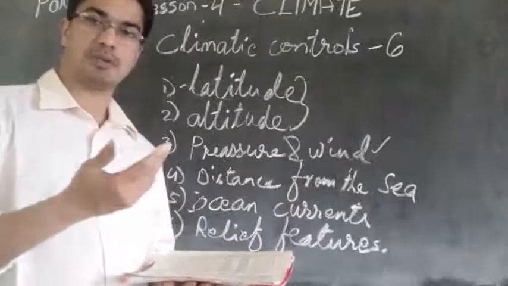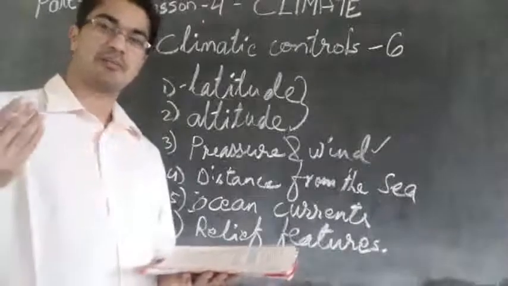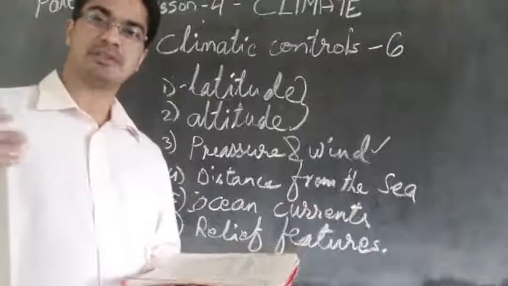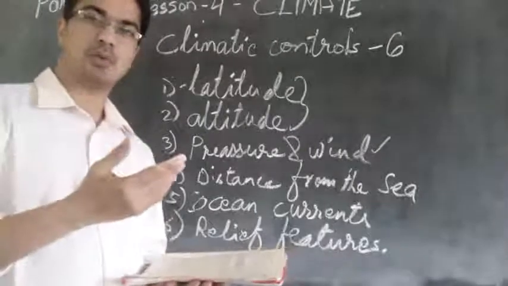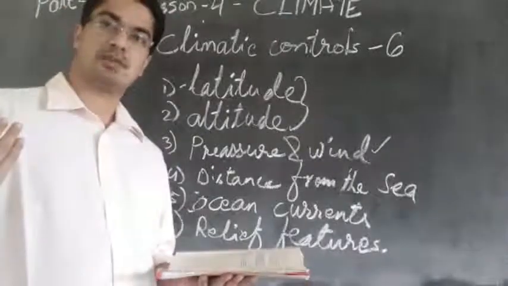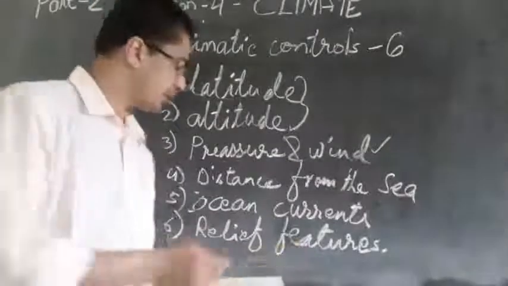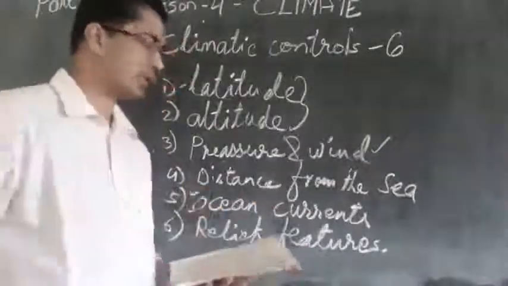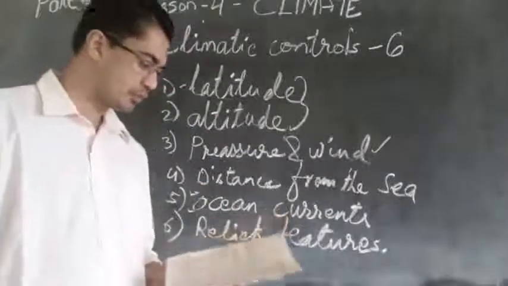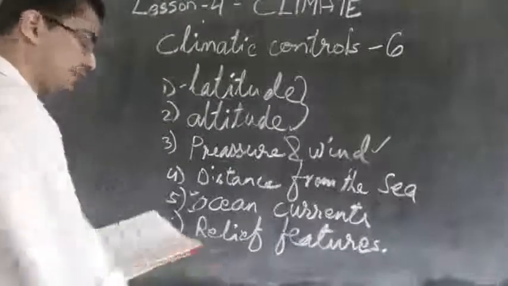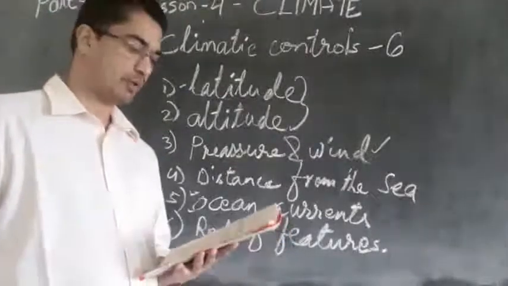If the hot air is coming, or the warm current is coming, then the climate of that place also will become warm. If the cool current is coming, then the place also will become cold. So that's why we said the ocean currents can affect the temperature of a place. Then finally, relief. How the relief is affecting the climate of a place.